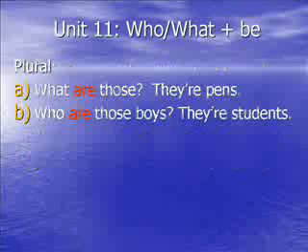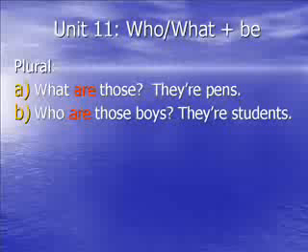Now we look at the plural form, how to use WH words, who or what, with plural verbs. So what are those? They are pens. It means that you're asking about more than one thing. When you're asking about more than one thing, you should use a plural verb after what.